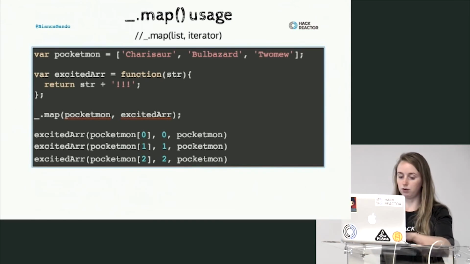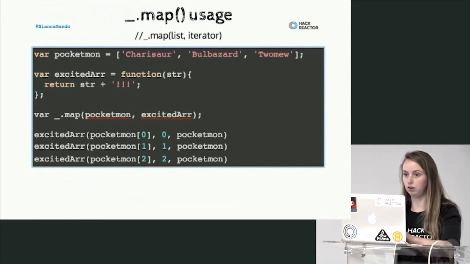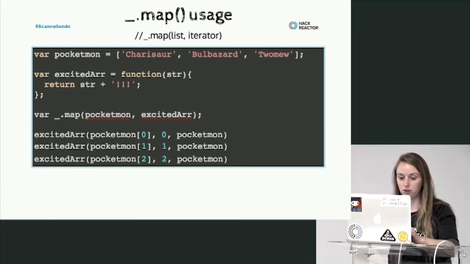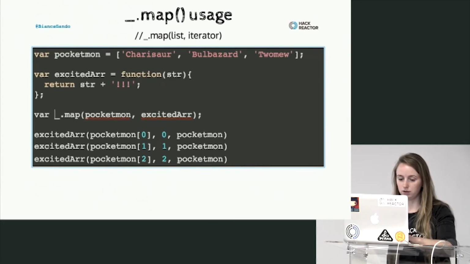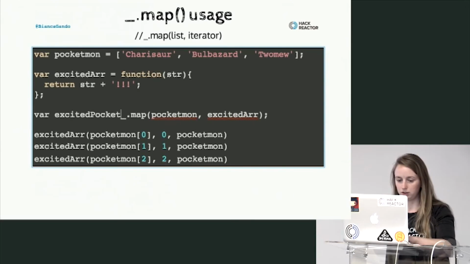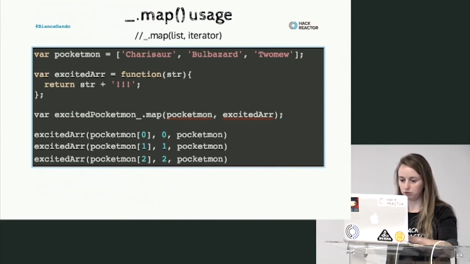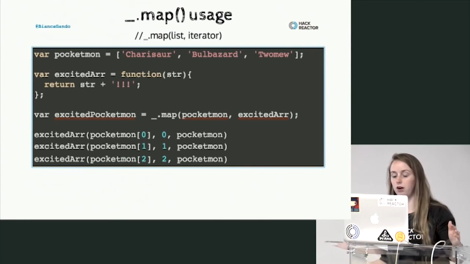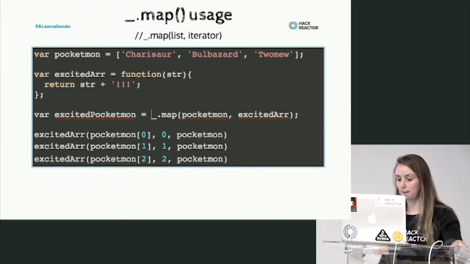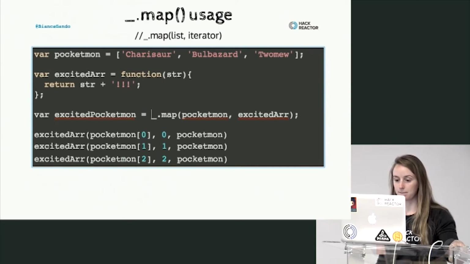The key thing here is we want to save this in a variable because it's returning an array. So var, I don't know, excitedPokemon equals this. Now we have transformed our array into an excited array. Could you have saved it in your same Pokemon one to overwrite? Yep, that should be okay.